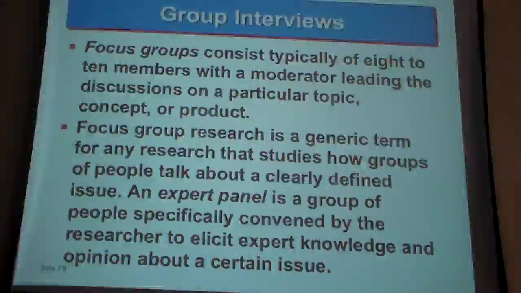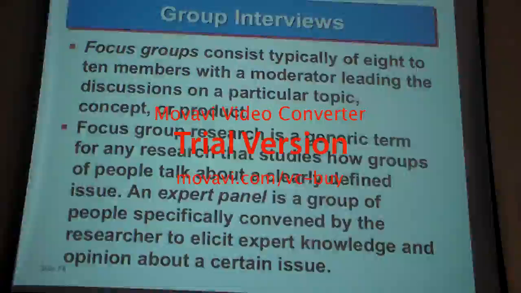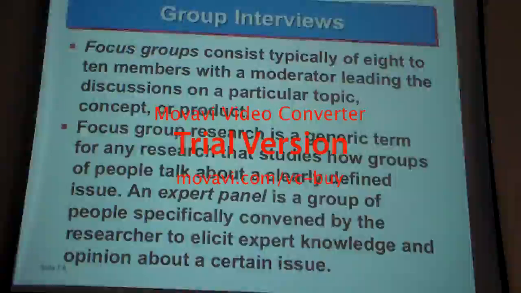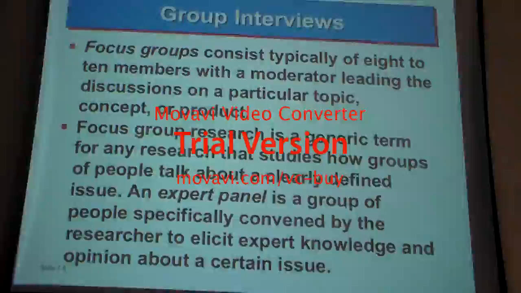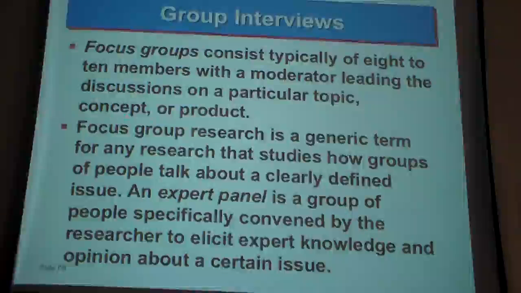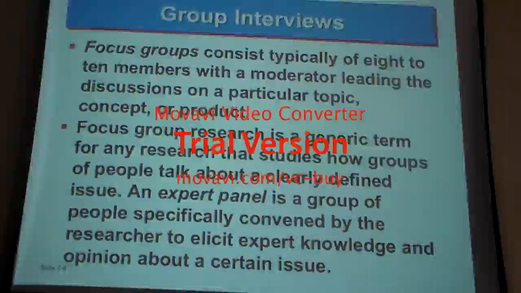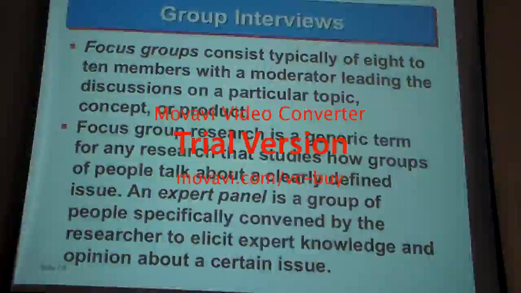We don't have this kind of group interview in our research, because in group interviews there is a leader or moderator, maybe a professor, with 8 to 10 members. They just discuss a particular topic, concept, or product. From this discussion, maybe you can get some information. You just sit away and record what they are talking about, their opinions. This is what they call a focus group.